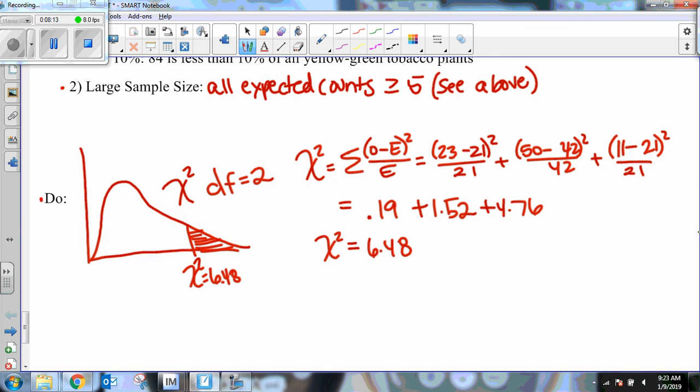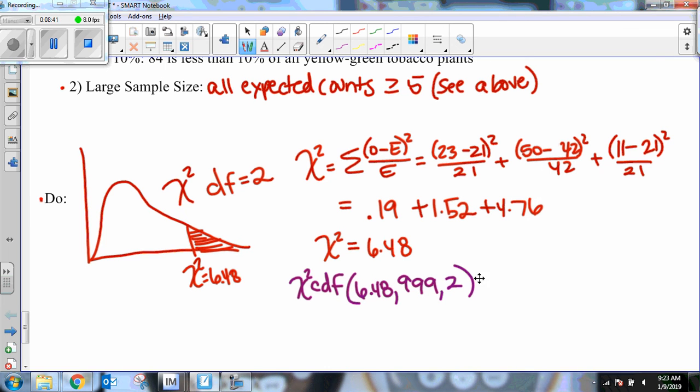So from here, we go to our chi-squared CDF. That's going to give us the probability of, or the area of this distribution, I should say. So chi-squared CDF of the lower is 6.48. The upper is anything larger than that, which is 999. With the degrees of freedom, we said earlier, was 2.